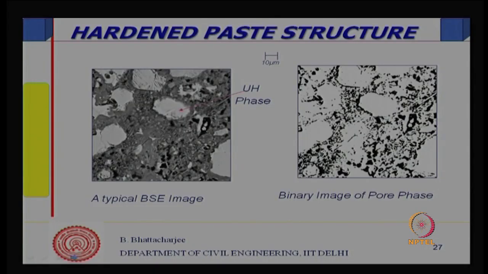Now, the hardened phase structure, if we look at it with a backscattered electron microscopy image: you can see the unhydrated phase here, and the pores are the black ones. In fact, all of these are pores, because we have separated out all the black ones from the rest of the color by binary separation. So this is the structure of the pores, and the white one is unhydrated cement.